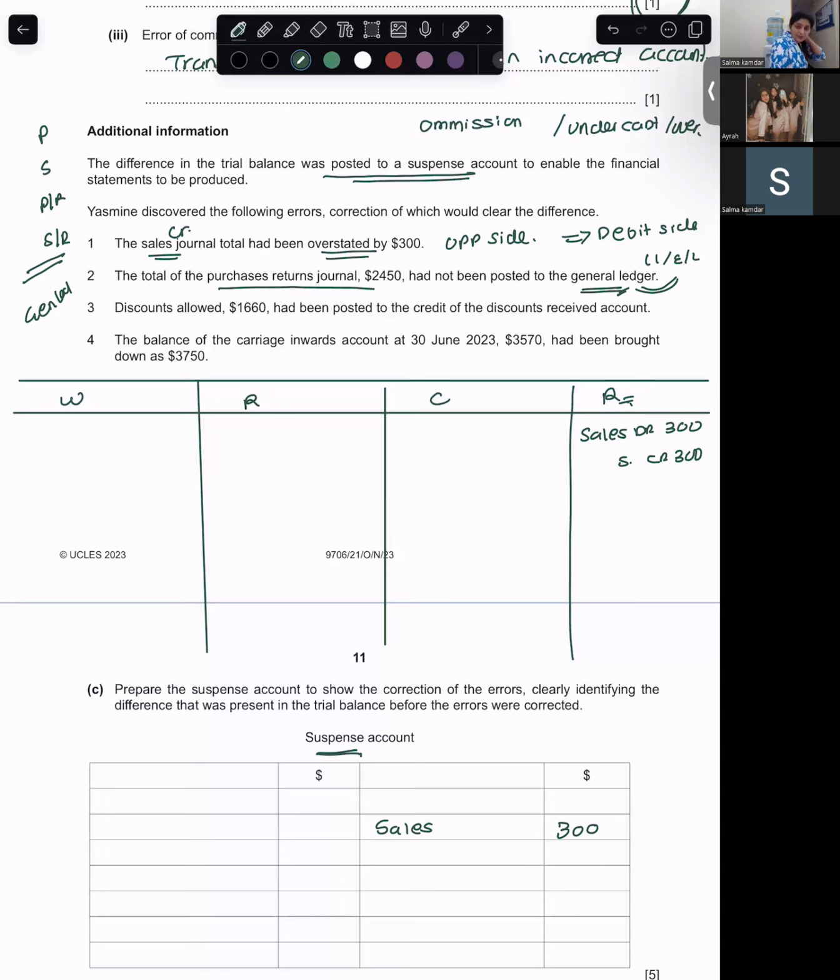So what will you do? Purchase return has what balance? Purchase return has a credit balance. It would be purchase return credit and suspense debit. So on the debit of suspense, what will you write? Purchase return 2450. Are you with me? Yeah.